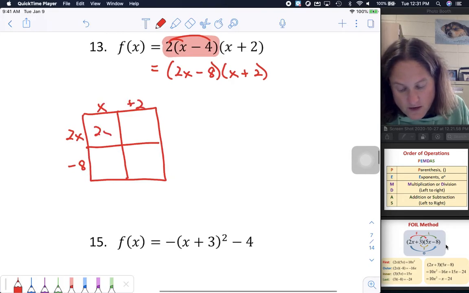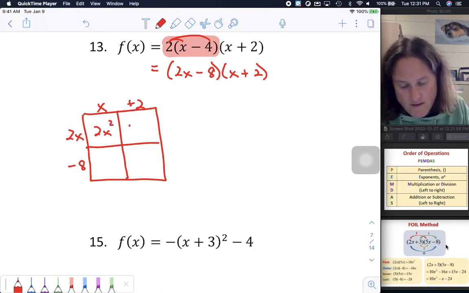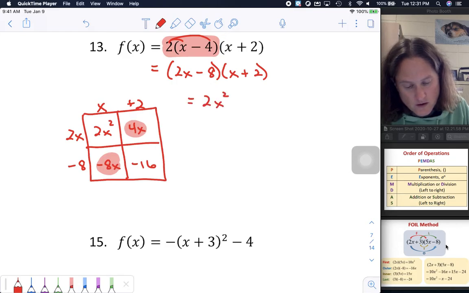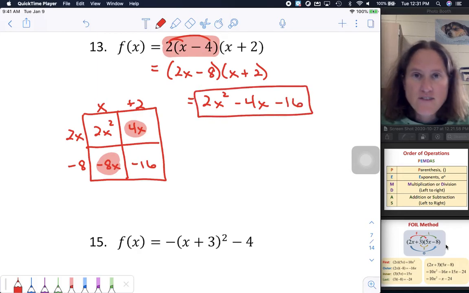Our area for each box would be 2x squared in the upper left-hand corner, 4x in the upper right-hand corner, negative 8x, and negative 16. So when I go ahead and combine these like terms, I end up getting 2x squared minus 4x minus 16. That would be the standard form from the factored form.